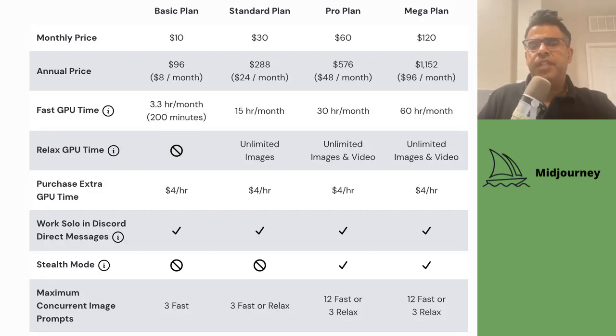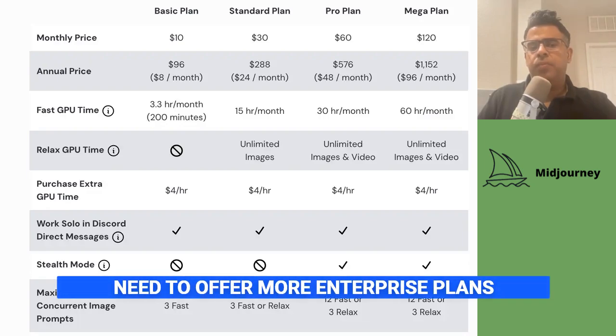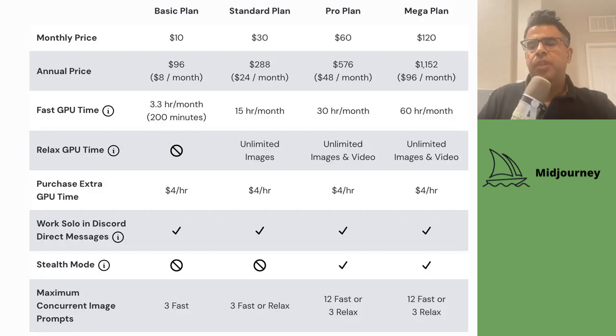Now, MidJourney is creating images, MidJourney is creating videos. If, let's say, a Hollywood studio wanted to use them for something, this plan would just not cut it, right? They would probably want more enterprise plans. And I'm not seeing that here. So they're potentially leaving a lot of money on the table.